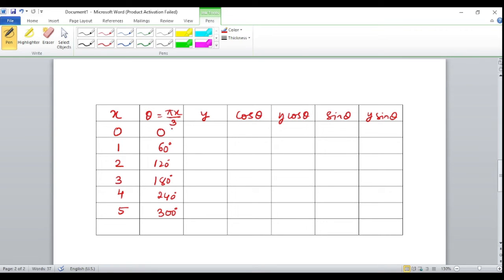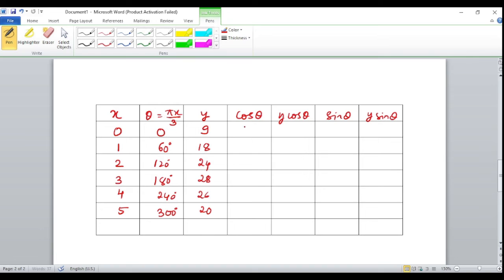Okay. Now you can observe the starting value is 0. The next value is easy: adding 60 to 300 gives 360, so both will coincide. For that we have taken only one value. The corresponding values of y are 9, 18, 24, 28, 26, 20.